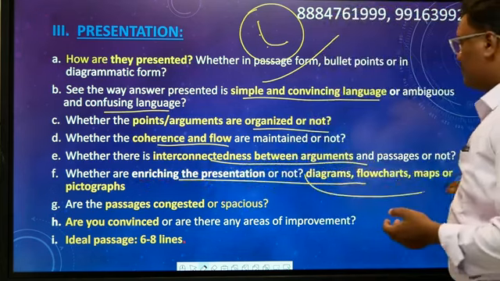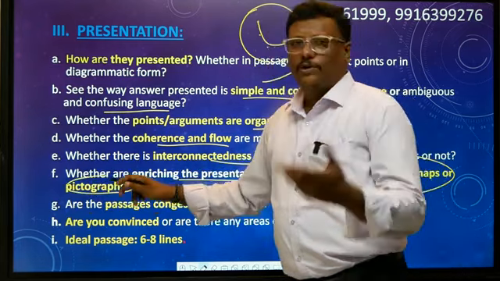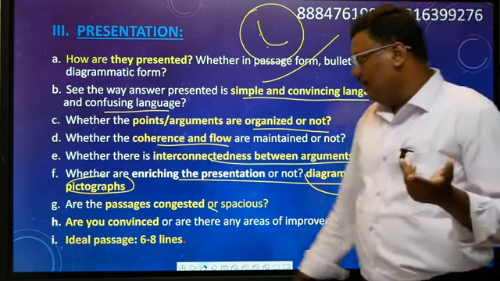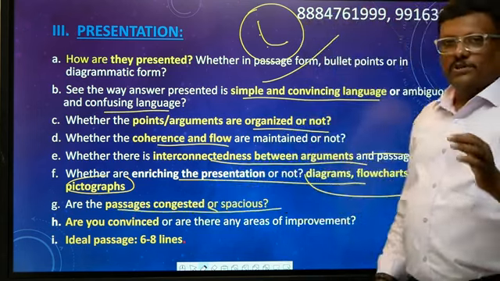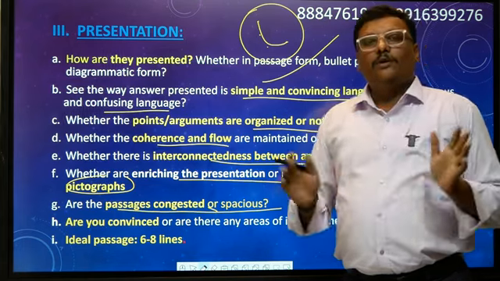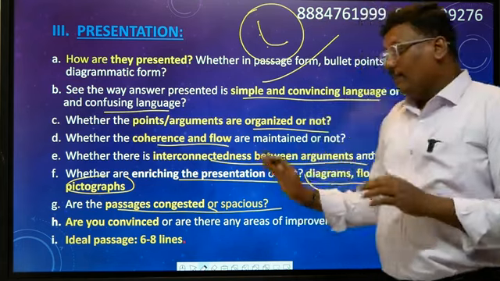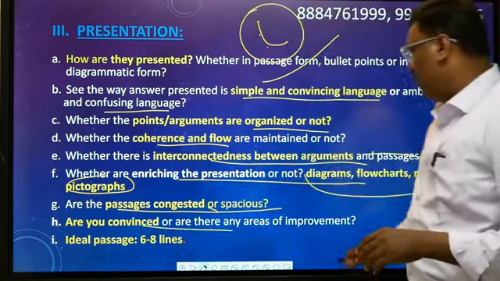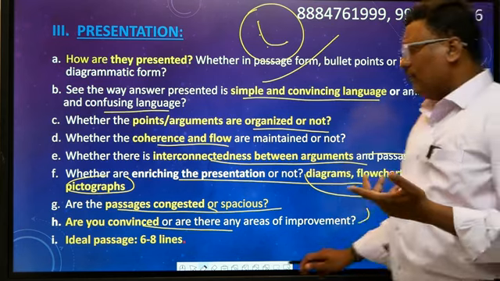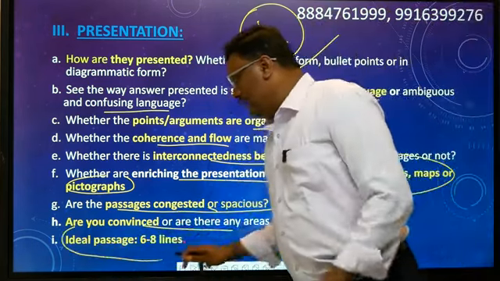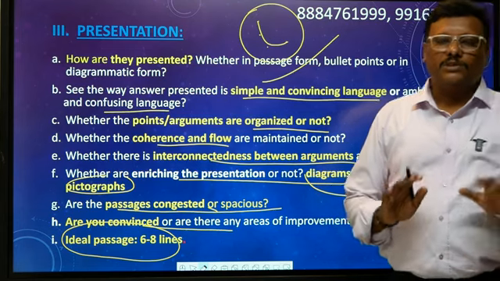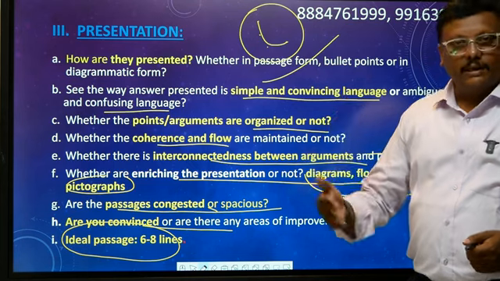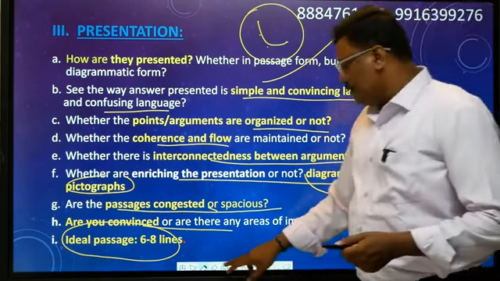Like for example, diagrams, flowcharts, maps, photographs, pictographs, like whatever you can present. Right. So that is going to completely enrich your answer, and ultimately, where are the passages congested or spacious? You should have sufficient interline spacing, and do not cram or try to exceed the word limit. So exceeding the word limit is not good, right? So are you convinced, or are there any other areas of improvement? When you are done, you can end your answers with a very good presentation. Presentation is crucial, as it is as important as your content as well as your structure.